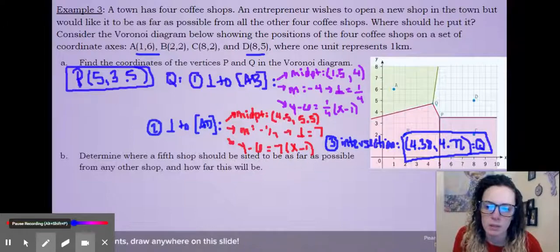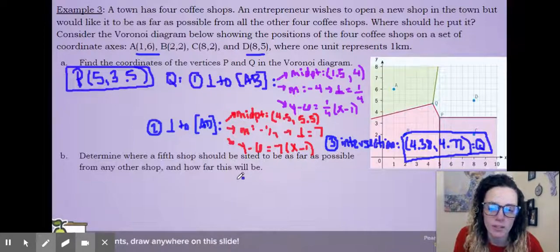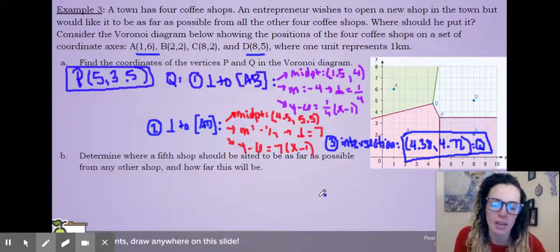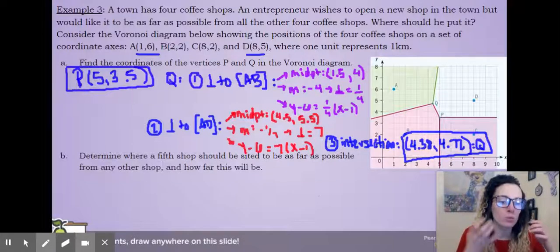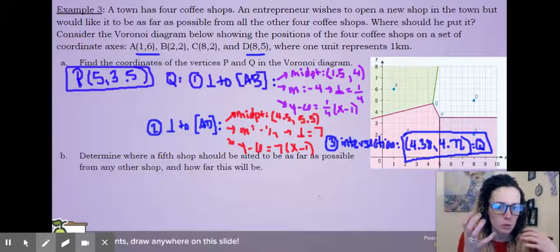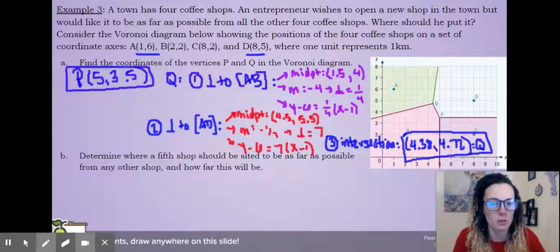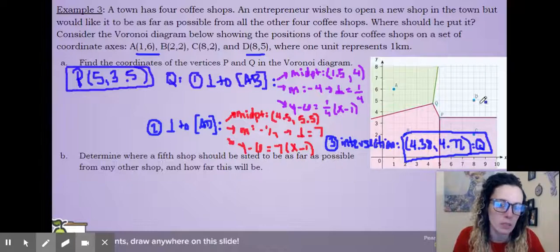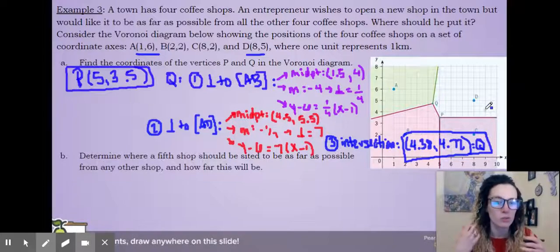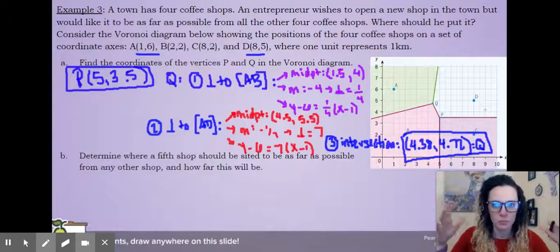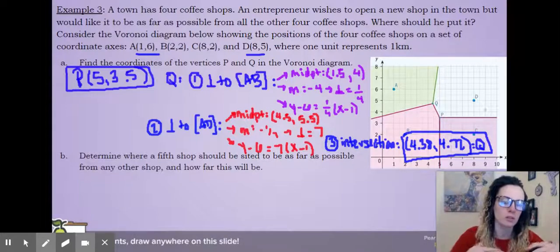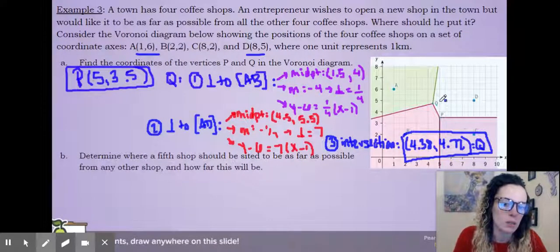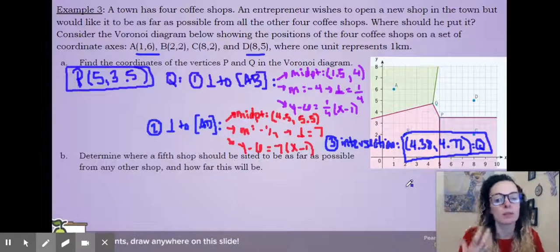All right, in part B, determining where a fifth shop should be sited to be as far as possible from any other shop, and determining how far that will be. So we already know that Q and P are equidistant from their 3 closest shops. So Q is equidistant from A, B, and D, and P is equidistant from B, C, and D. So we just need to figure out really which of those 2 shops, because we're limited to the axes or the coordinates that we see. So between P and Q, which of those 2 should be this new site?